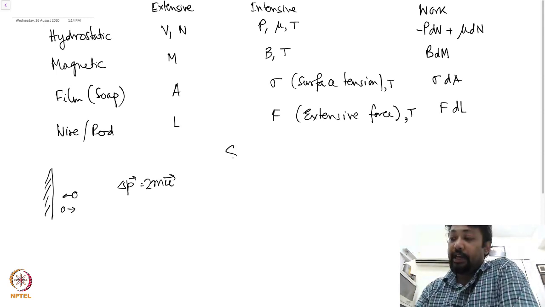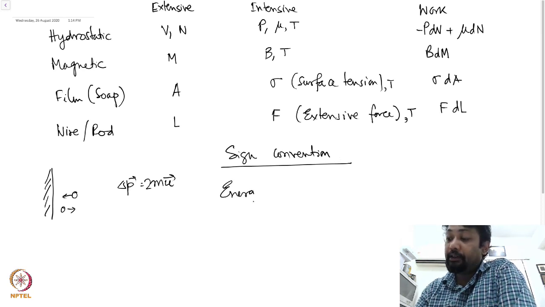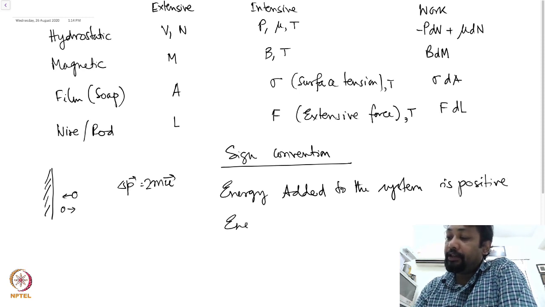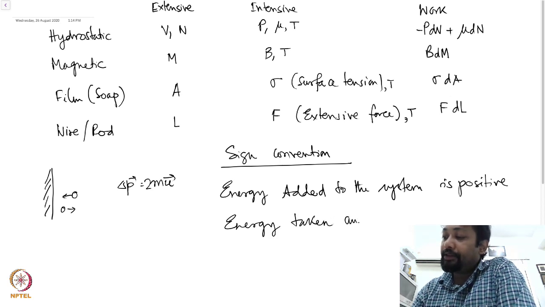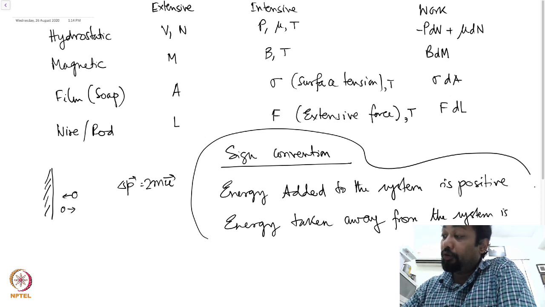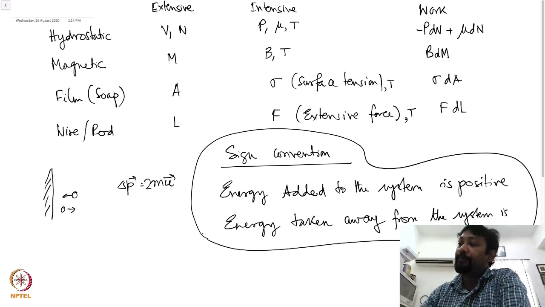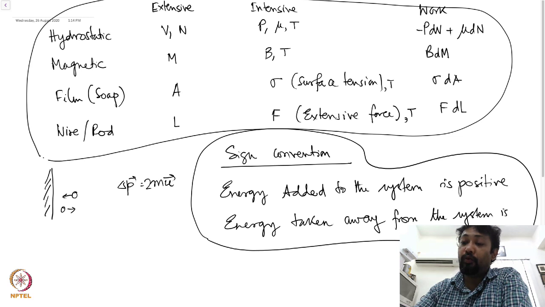Throughout this course, the sign convention for the energy is the following. Energy added to the system is positive. Energy taken away from the system is negative. Please understand that. You can follow any sign convention, that is okay. For me, for all the set of lectures that we are going to give, the energy added to the system is positive, the energy taken away from the system is negative. We shall use this later on when we start to write the second law, first law. Right. So this is what we have.